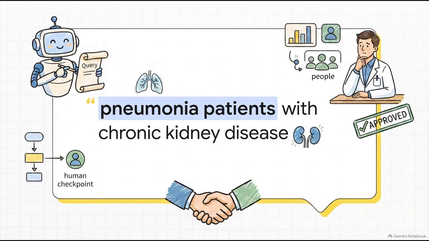Next, the orchestrating LLM takes that top finding and drafts a simple, plain language query. Pneumonia patients with chronic kidney disease. Boom. We now hit our very first human checkpoint. A real human reviewer reads this, sees the cohort size is solid, confirms it's clinically plausible, and hits approve.